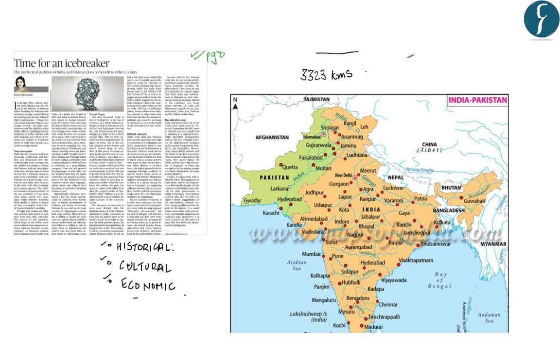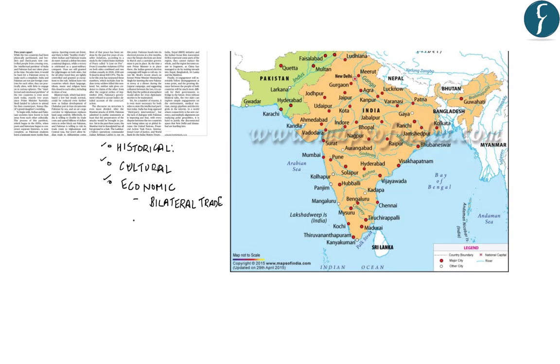Economic ties would include bilateral trade, multi-regional groupings of which we are a part, the nature of bilateral trade, that means the kind of prohibitions we have, etc. One aspect which I forgot to tell you is, in the cultural ties, we talk about people-to-people ties, like how healthy is the people-to-people interaction between the two countries.